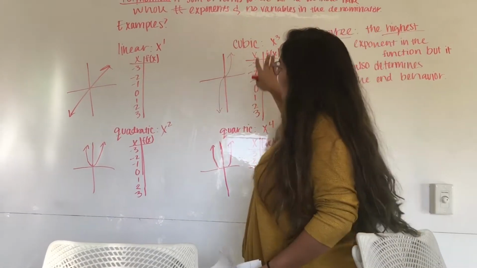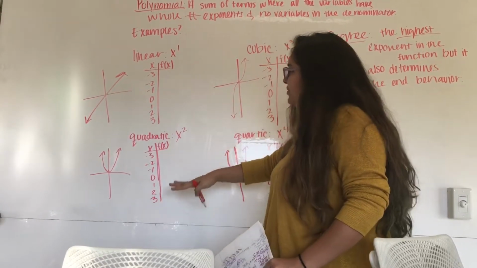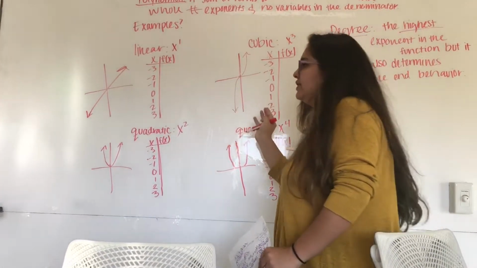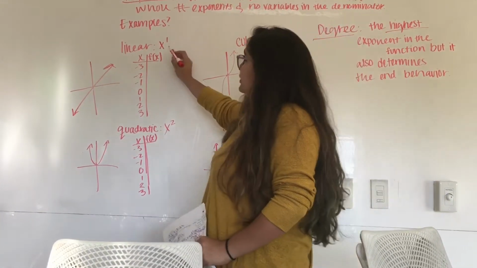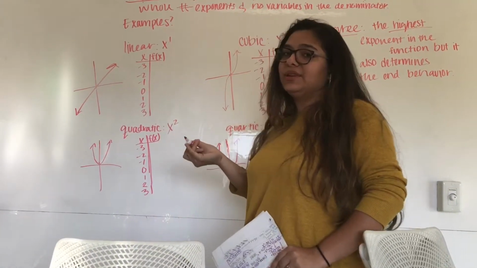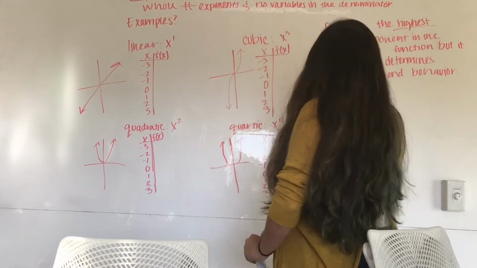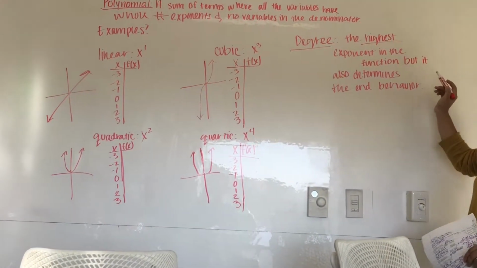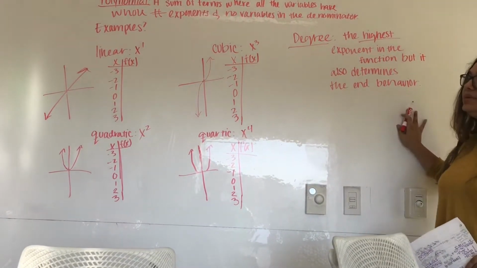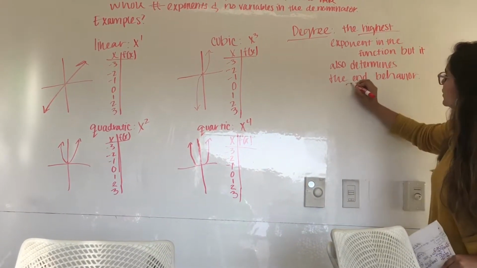Now that we have all of our graphic representations, that's how we know we can look at a graph and say, okay, this is a different function than the other one. But now what we need to talk about is the degree and how we can determine that based off of the rate of change and looking at a table. So, the degree. What is a degree? The degree is the highest exponent in the function, but it also determines the end behavior, which we'll get to later.